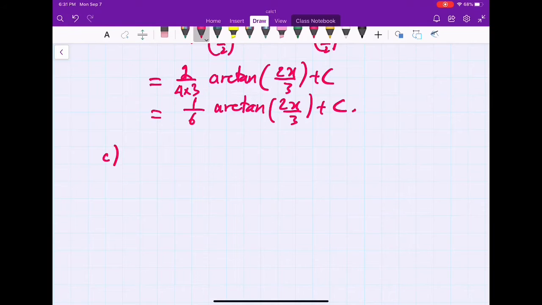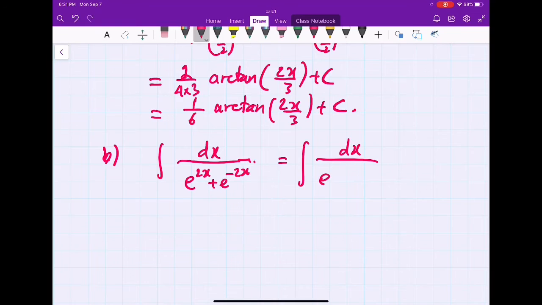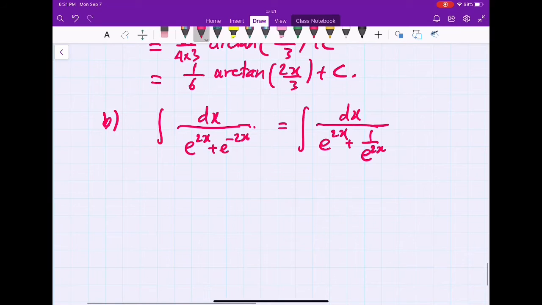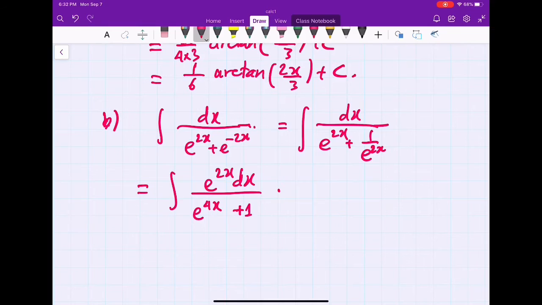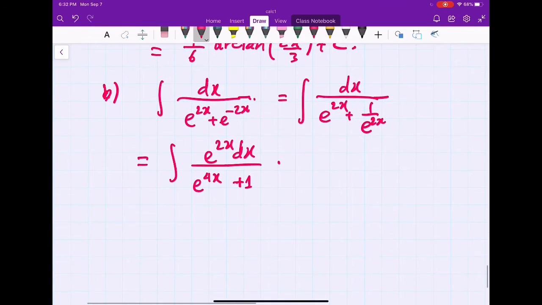You need to find the integral dx over e to 2x plus e to negative 2x. For such an integral, you have e to 2x and e to negative 2x. I would change it like this: dx over e to 2x plus 1 over e to 2x. We simplify that first, and then from here I get e to 2x dx over e to 4x plus 1. Does that make sense? Please check that carefully.